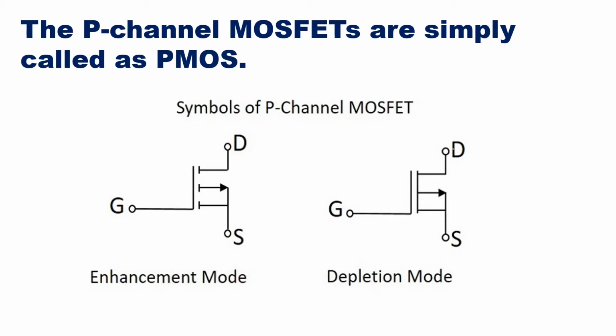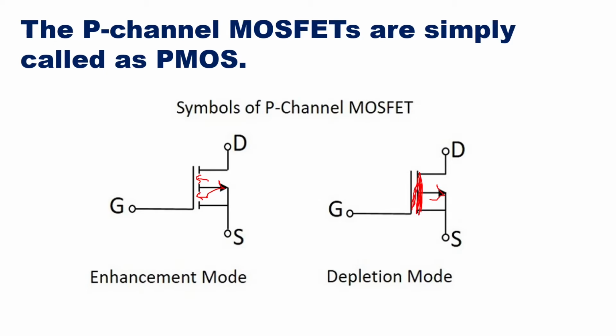Similarly, if you see P channel, the arrow will be moving outside. So the flow of conventional current from source to drain will be shown outside, here and here. And here you will have a broken channel, which means there is no channel between source and drain at the start. Once you apply the gate voltage, the channel will be produced in enhancement type. In a depletion type, the channel is already there, so here you don't have anything broken as such.